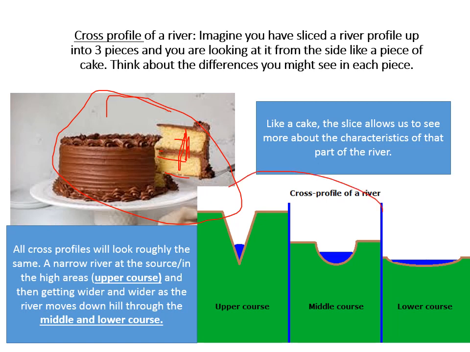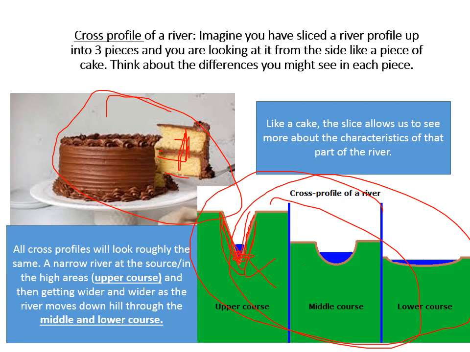So if we were to do that to a river, like in this diagram down here, we've got the cross profile for the 3 different courses. So in the upper course, if we were to slice it, we could see that the narrow river there is quite narrow, and that there's a lot of erosion going on because we've got this deep V-shaped valley here. Whereas if we move to the middle course and the land starts to get a bit flatter, we can see that the river channel is widening.